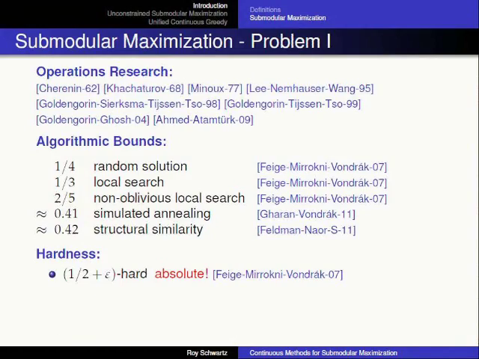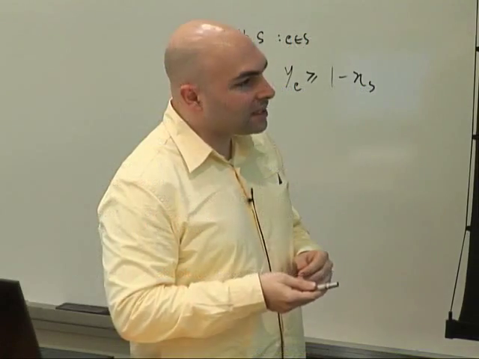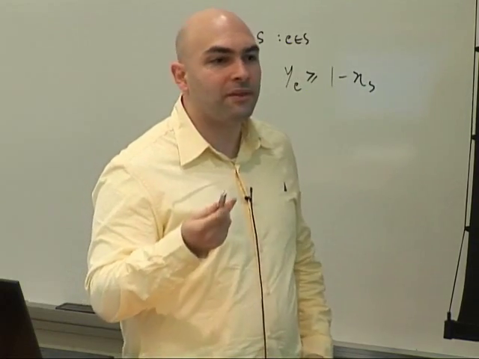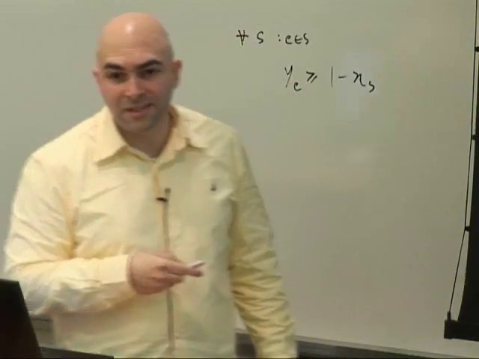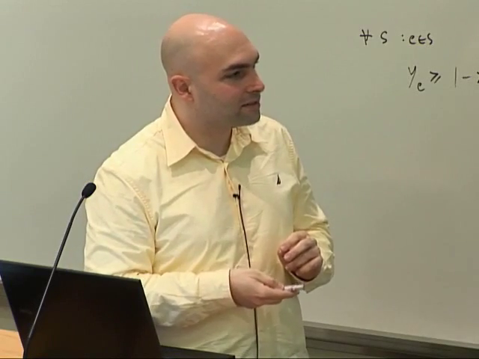So what do I mean by absolute? This is unconditional. They actually prove that any algorithm that, for any fixed epsilon, gets a 1/2 plus epsilon approximation needs to access the oracle an exponential number of times. So even if in the worst case P equals NP, this hardness still holds. In the worst case, so I don't know, depends on which side you are.